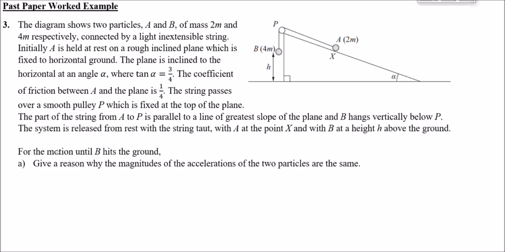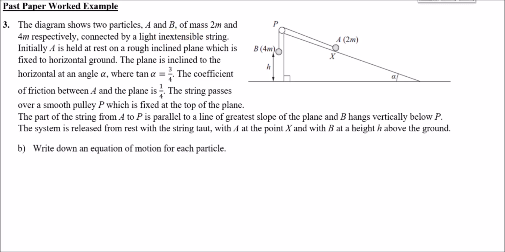Now for this one, we can remember hopefully what we did in the first couple of worked examples. So the key thing here is that this string is inextensible. So we just need to quote the fact that actually the string is inextensible. And that's why we can model the magnitudes of the accelerations to be equal. Let's now have a look at part B, which I'm afraid is quite a bit more challenging, but not that much more, compared to part C at least. Part B, we need to write down an equation of motion for each particle.